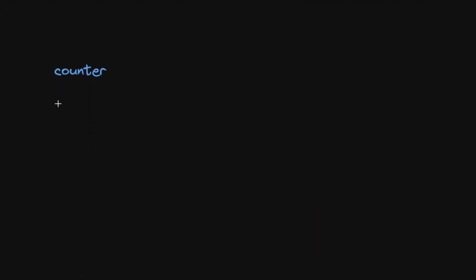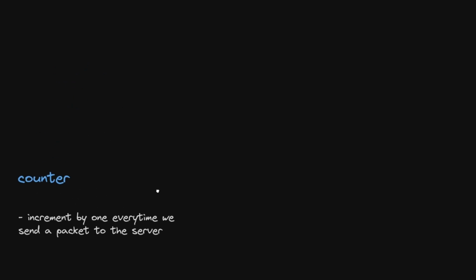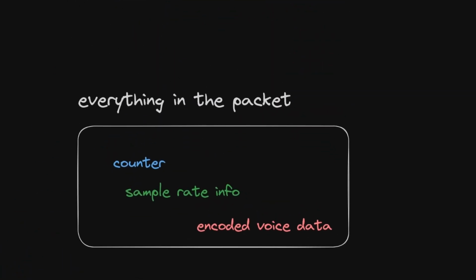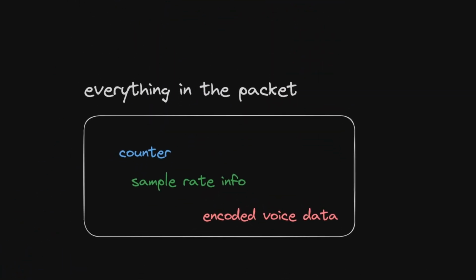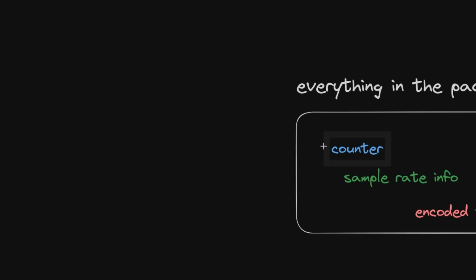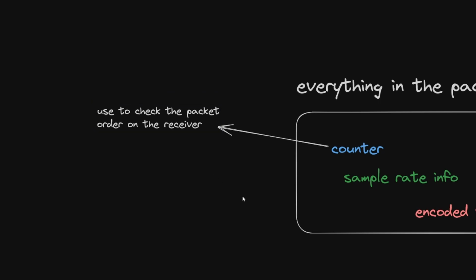Alright, so the way we fix this is pretty simple. We're just going to have a counter on the client that is incremented by 1 every time we send a packet. And now all we do is we also append this information to the packet itself, so that every packet now has a sequence number. And then on the other end, which would be the receiver, we just use this number to check if the packet order is correct. And if it is, we play the packet.